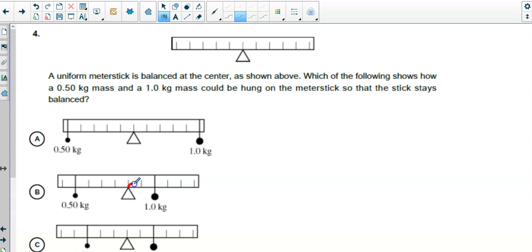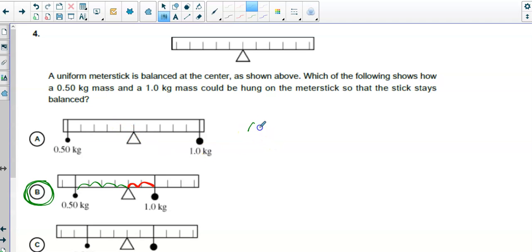So for example here, let's see, that's 1 unit, 2 units, and on the other side, for the half kilogram, it's 1 unit, 2 units, 3 units, 4 units. I like this arrangement right here, as a matter of fact. And what we're looking for is the smaller mass should have the larger lever arm by the same proportion that their masses are different. If one's twice as big as the other, then the lever arm should be twice as large for the smaller mass.